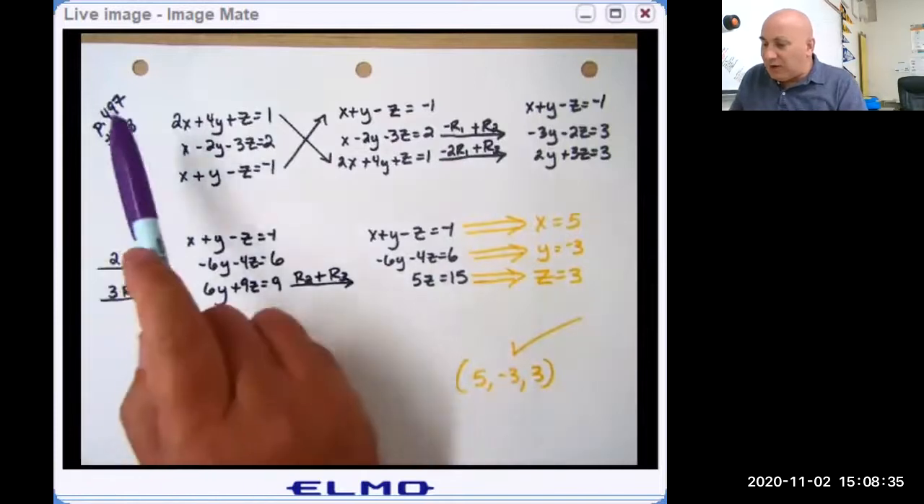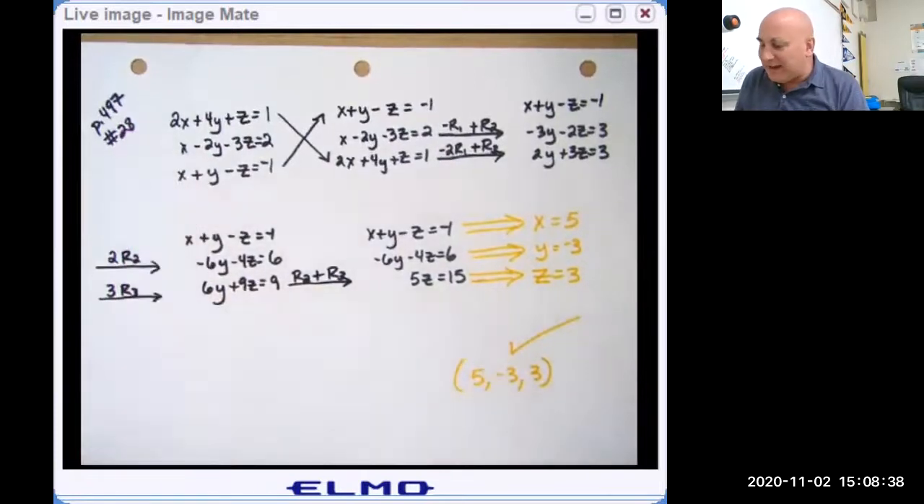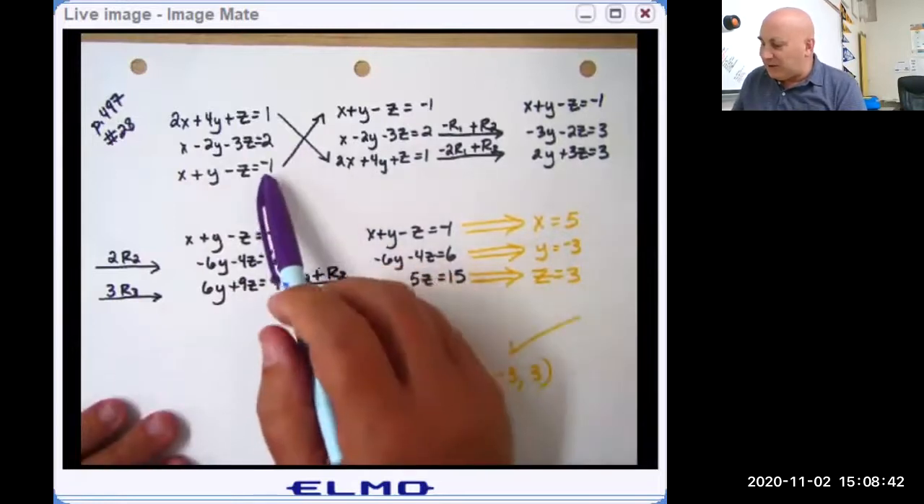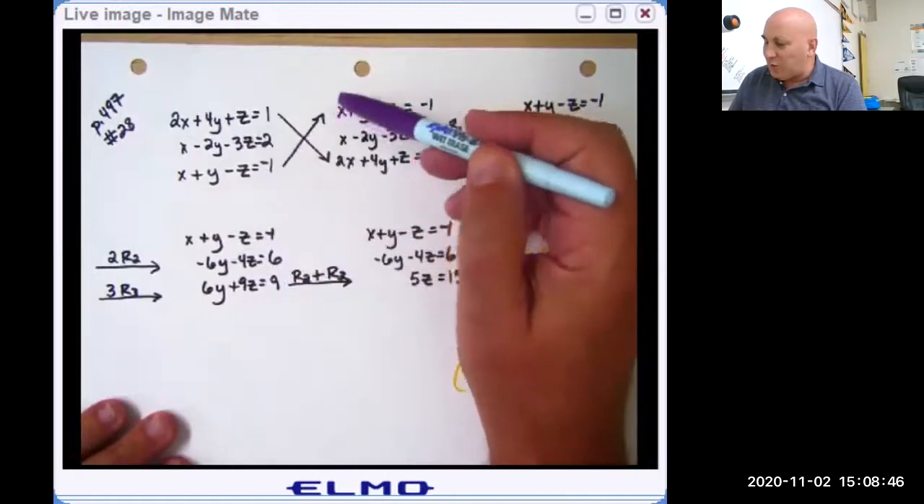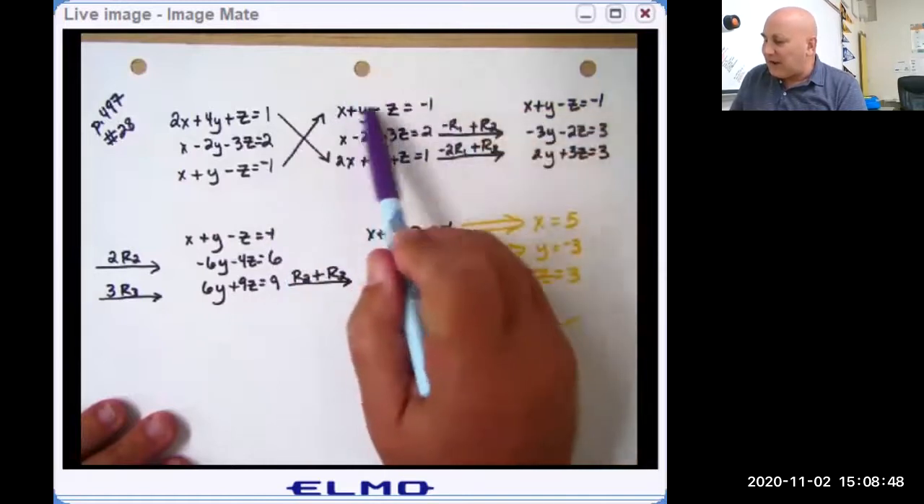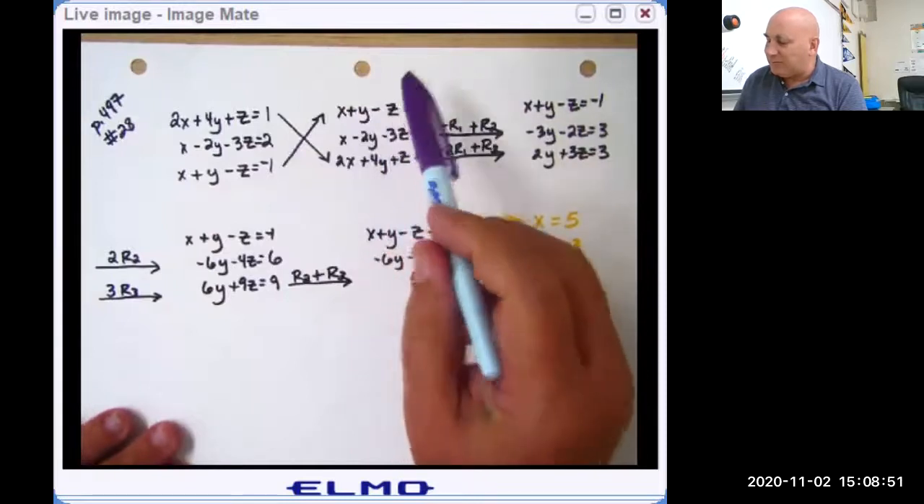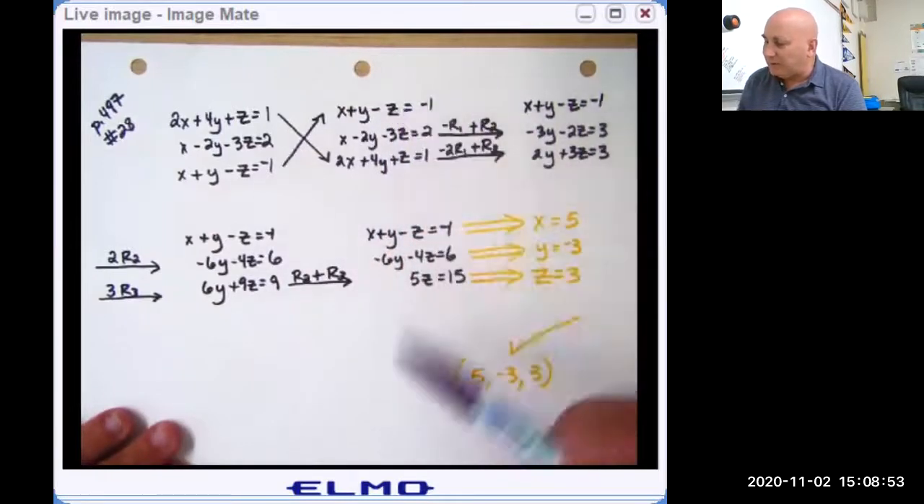Here is page 497, number 28 in your book. You'll notice the first thing I did is I swapped row 1 and row 3. That got me a 1 up here. I also liked it because it had 1s up here that will be easier to deal with later.